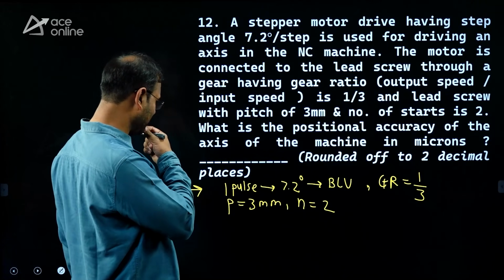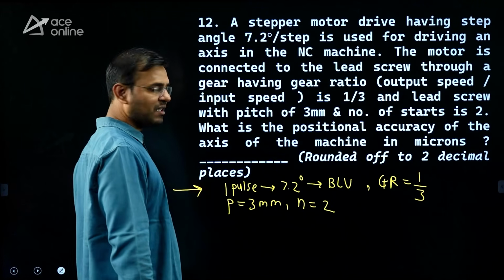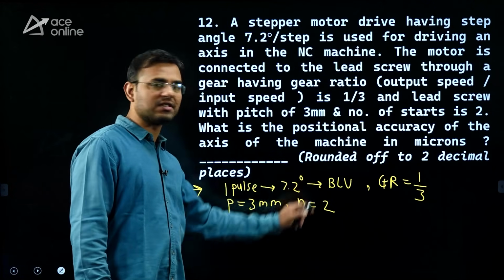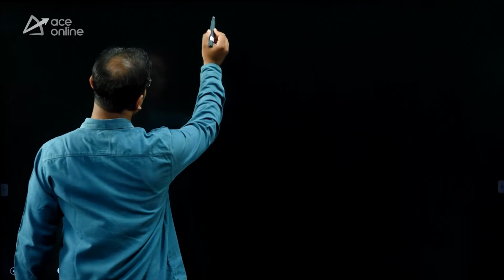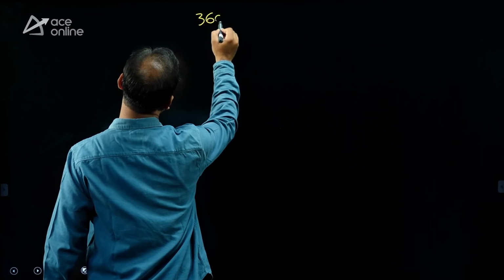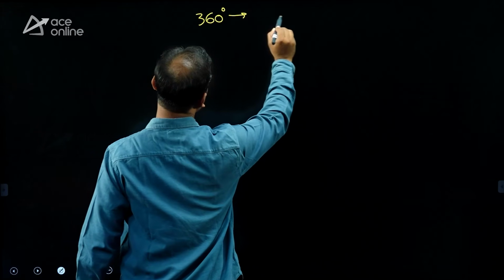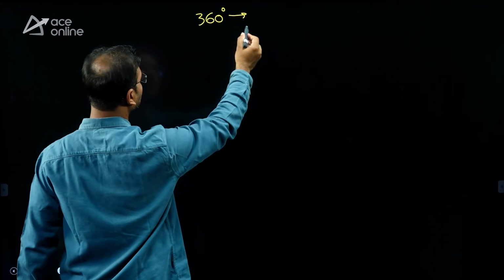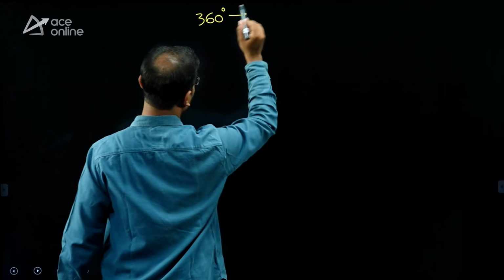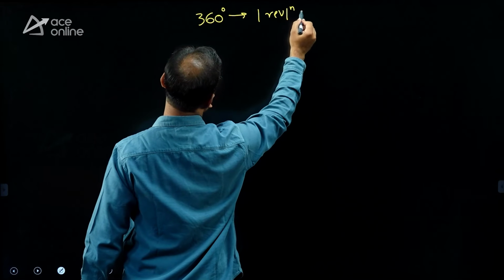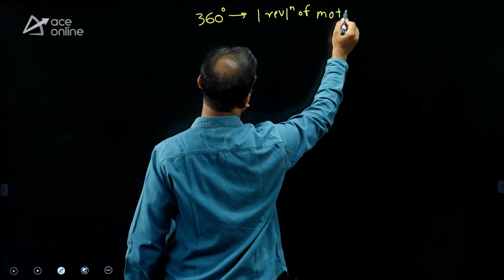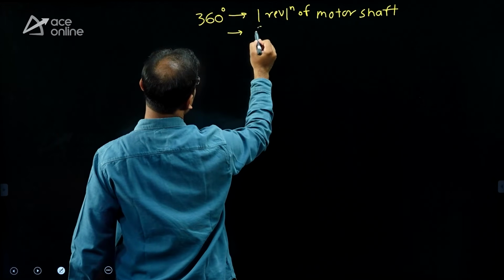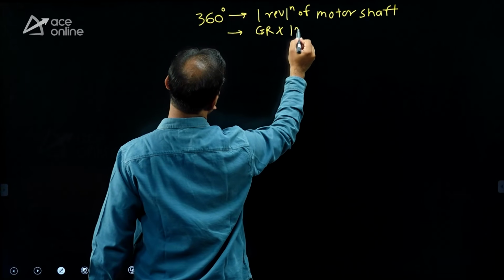Now guys, here is a problem. We need to consider the gear ratio and pitches also. Now just see, in the 7.2 degree the distance travelled is BLU, that we know. Therefore I am writing here, in the 360 degree there is one revolution of motor shaft, then gear ratio into 1 revolution of lead screw.